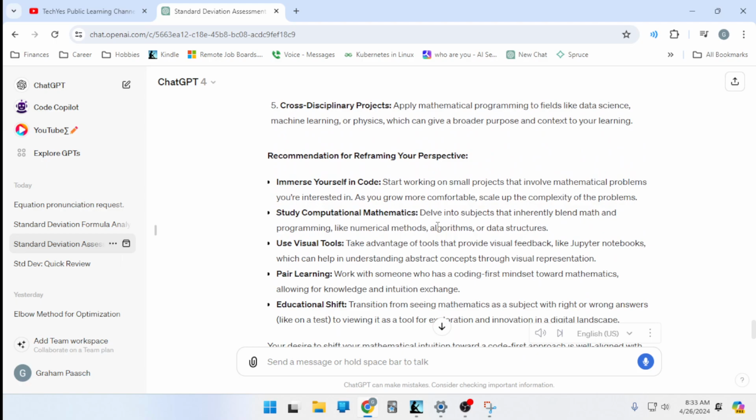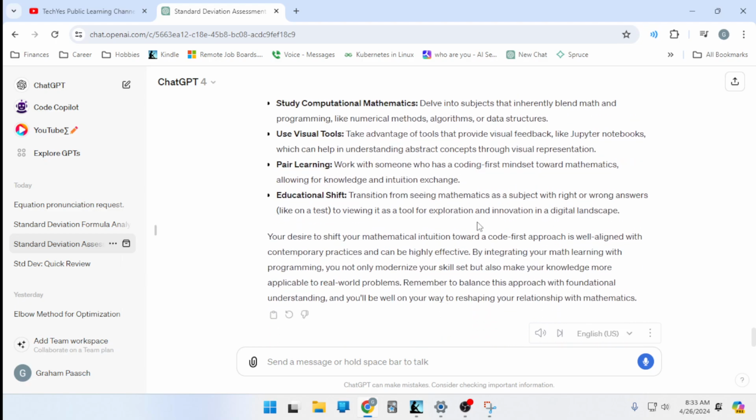Recommendation for reframing your perspective. Immerse yourself in code. Start working on small projects that involve mathematical problems you're interested in. As you grow more comfortable, scale up the complexity of the problems. Study computational mathematics. Delve into subjects that inherently blend math and programming, like numerical methods, algorithms, or data structures. Use visual tools. Take advantage of tools that provide visual feedback, like Jupyter Notebooks, which can help in understanding abstract concepts through visual representation. Peer learning. Work with someone who has a coding-first mindset for mathematics, allowing for knowledge and intuition exchange. Educational shift. Transition from seeing mathematics as a subject with right or wrong answers, like in a test, to viewing it as a tool for... Name the top 10 people in the world who have a code-first mindset towards mathematics.